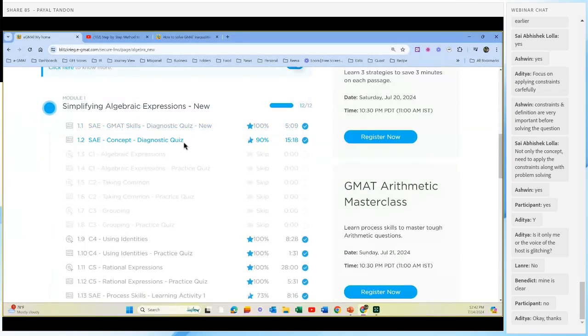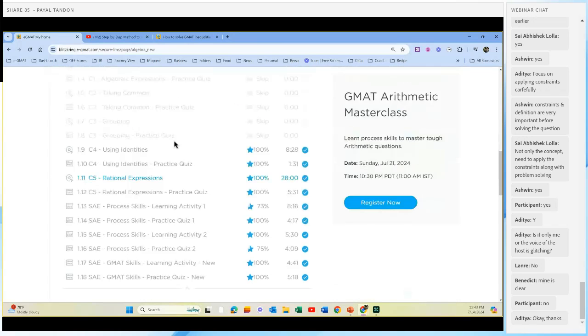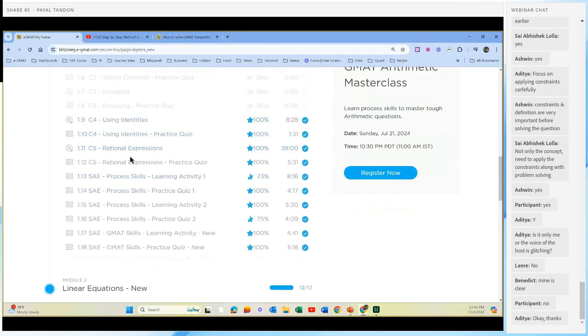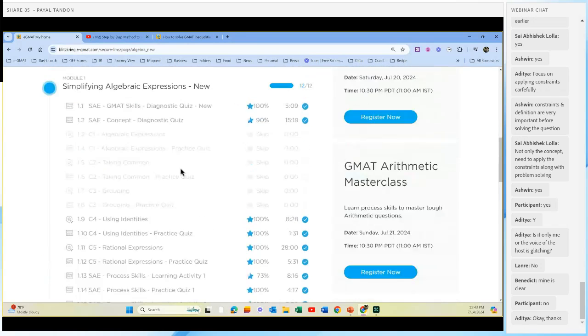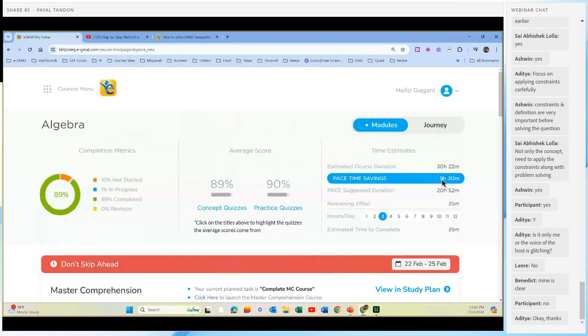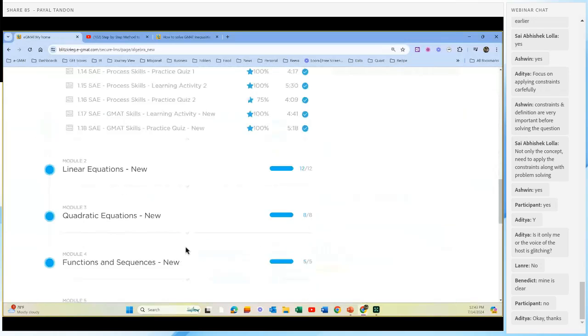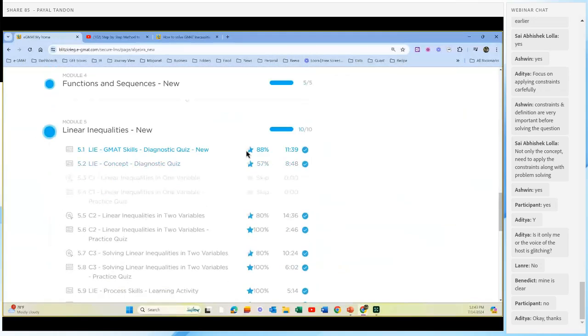Now, when you come to more nuanced topics or concepts that need to be taught, there you start to have these GMAT skill diagnostic quizzes as well. So not just the concept diagnostic quiz, but a two-layer diagnostics. Essentially, based on both of these, you get things that you absolutely need to do and things that you can skip. And based on all of that, he was able to slash another 9.5 hours from his prep time. Okay. And again, let's look at linear inequalities here.